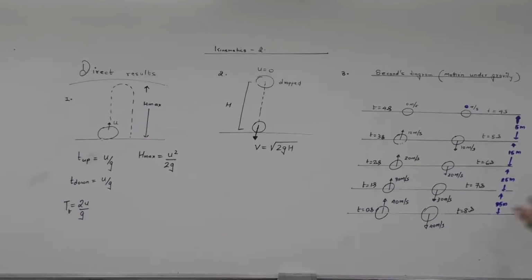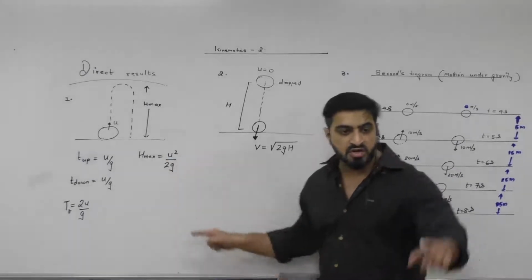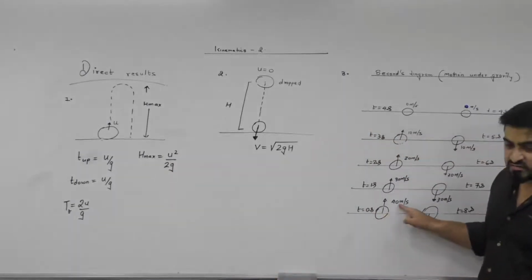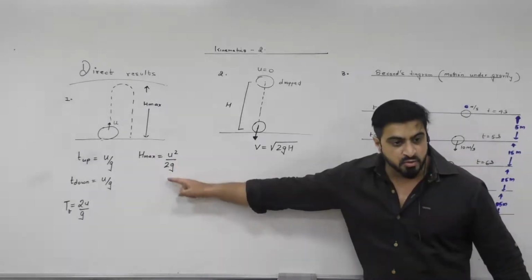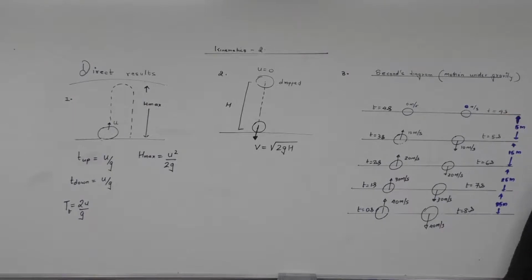And if you cross check, the maximum height reached is u square by 2g. What is the u? 40. 40 square is 1600. By 2g will become 80. Maximum height reached is 80.